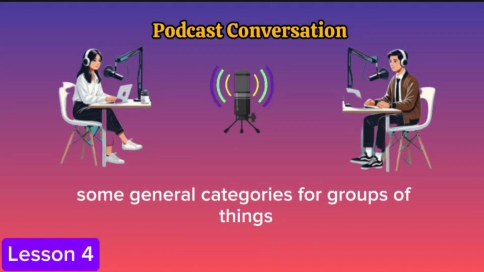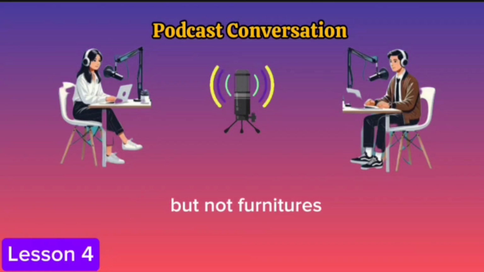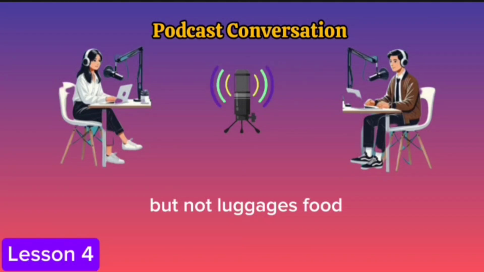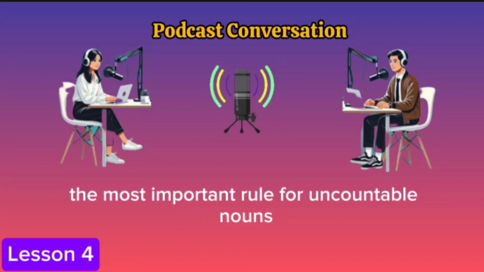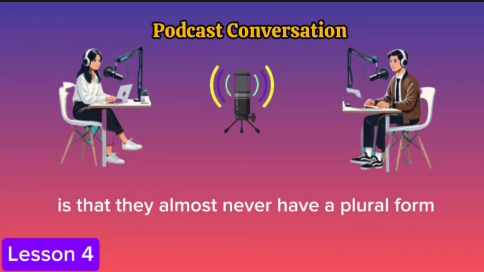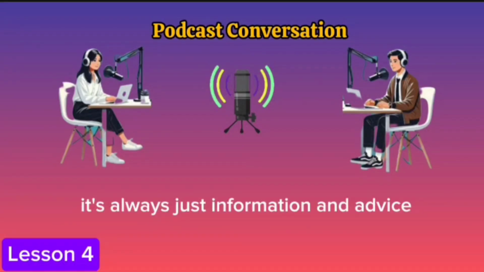And finally, some general categories for groups of things. Furniture, we count chairs but not furnitures. Luggage, we count bags but not luggages. Food, fruit, meat. The most important rule for uncountable nouns is that they almost never have a plural form. We never say informations or advices. It's always just information and advice.